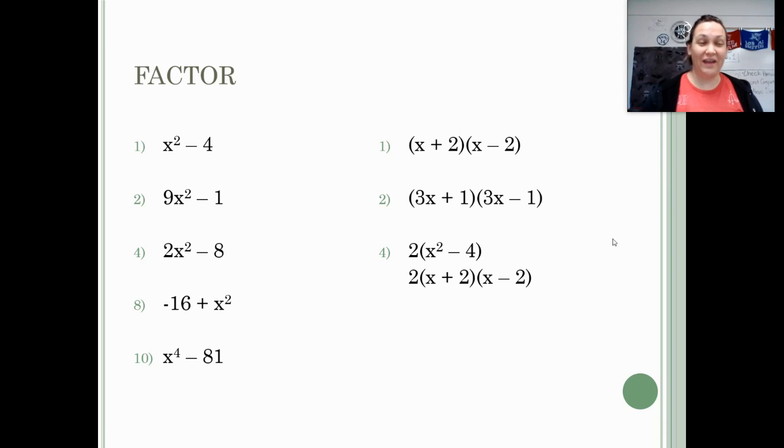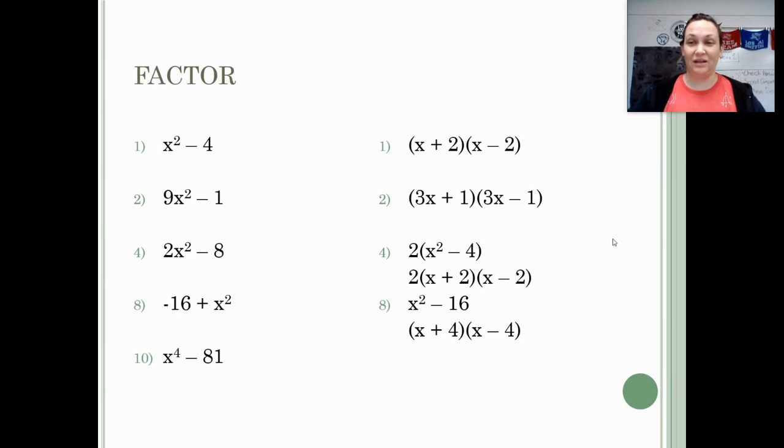On number 8, don't forget in the first video, we said to flip-flop the order so that the minus sign is in the middle. That'll always make sure that you get the right number in the front and at the end of each parentheses. So for this one, I got x plus 4 and x minus 4.